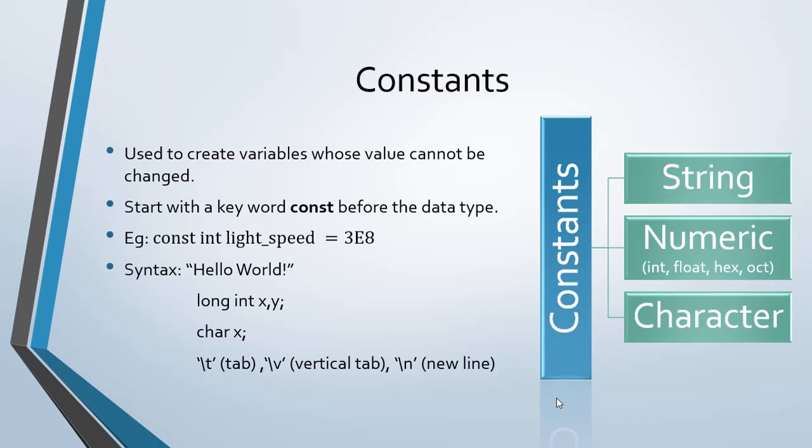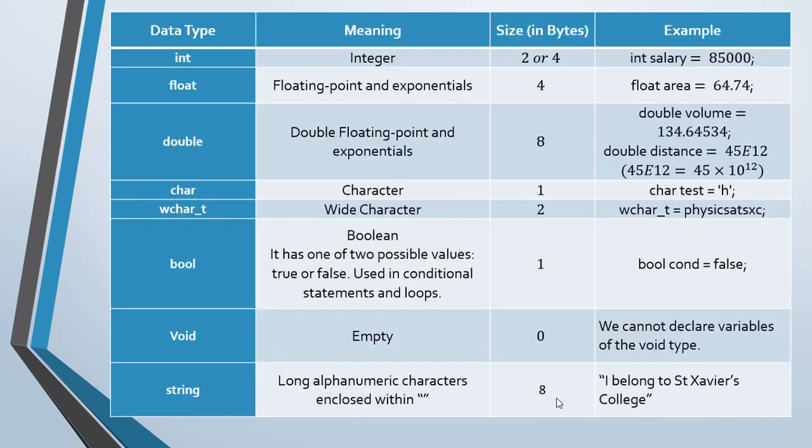String is usually defined inside double quotes, say "hello world". Numeric is defined as it is, say int xy or long int xy. Character is usually defined inside single quotes, such that in the last slide we have seen that the character is defined here as char test, which is inside single quotes.